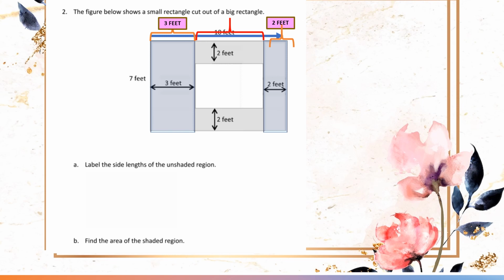So what's 3 plus 2? 3 plus 2 is 5. And if that whole thing is 10 feet, then I could say 10 minus 5 is 5. Now I can check my math because if I add 3 feet plus 5 feet plus 2 feet, I should get 10 feet. So I figured out the width of my white rectangle. It's 5 feet.